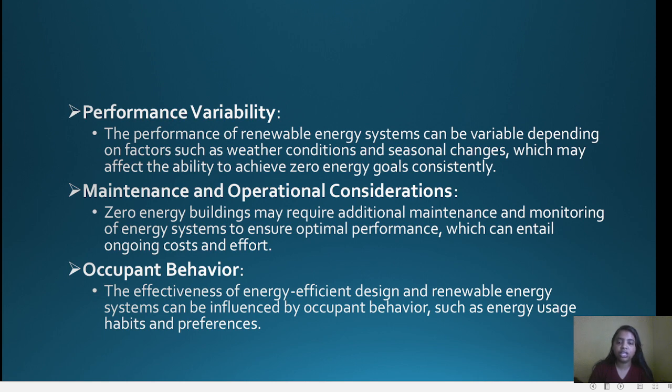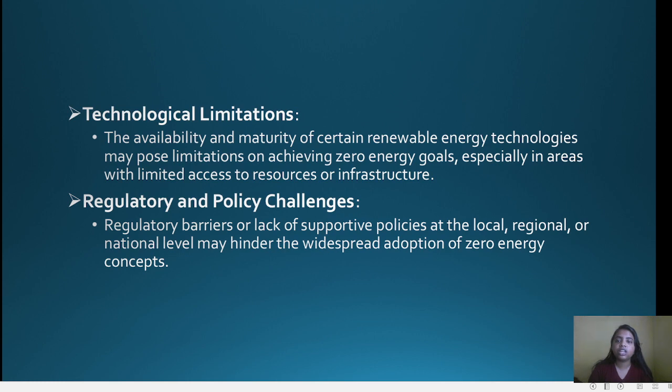Occupant behavior: the effectiveness of energy efficient design and renewable energy systems can be influenced by occupant behavior such as energy usage habits and preferences. Technological limitations: the availability and maturity of current renewable energy technologies may pose limitations on achieving zero energy goals, especially in areas with limited access to resources or infrastructure.